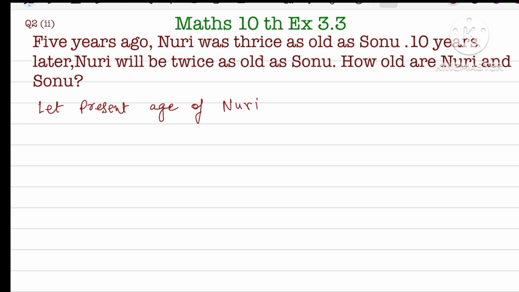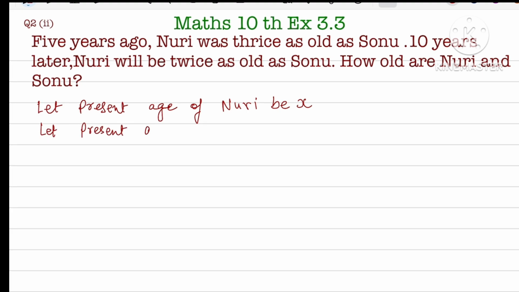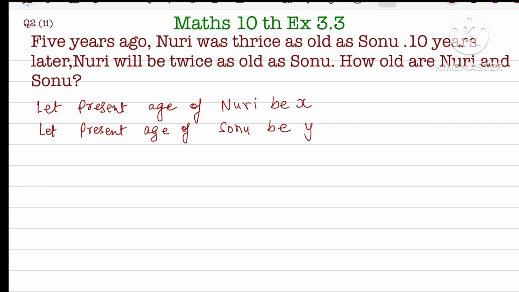Let present age of Nuri be X. Let present age of Sonu be Y. Since we do not know their ages, we can take present ages as X and Y.